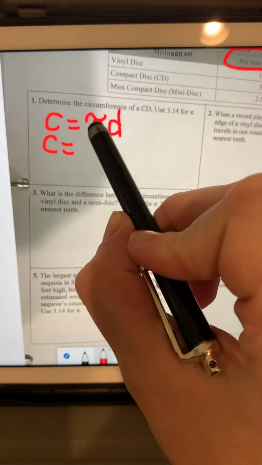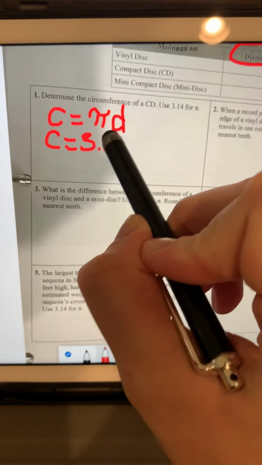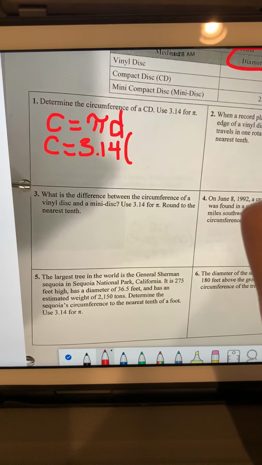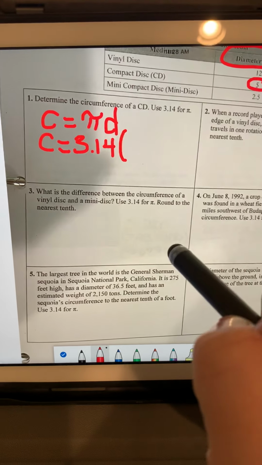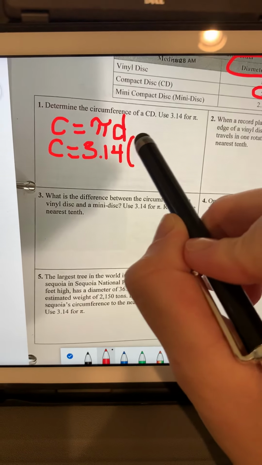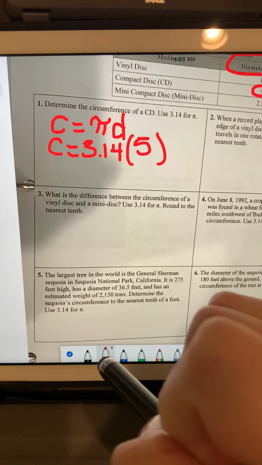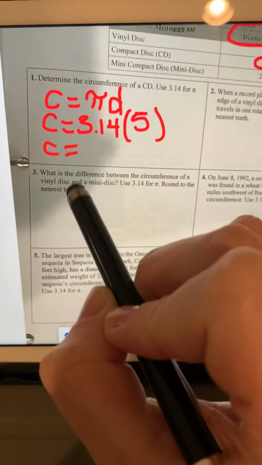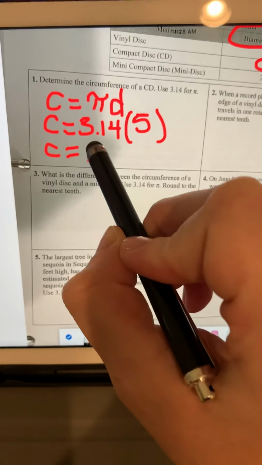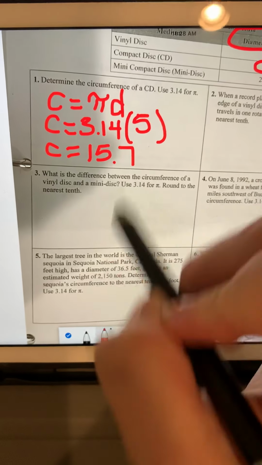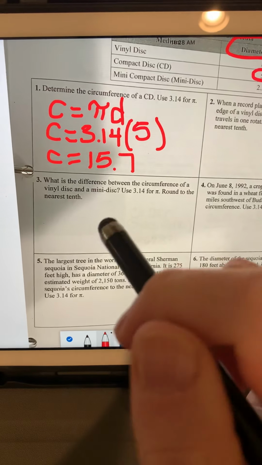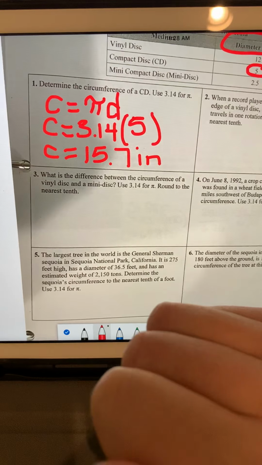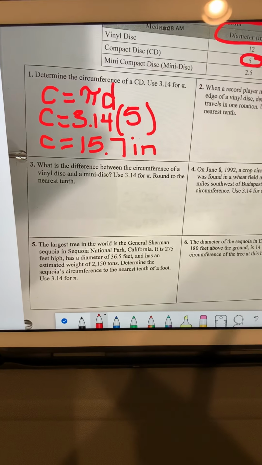C equals, for pi, we're using 3.14. That's our estimate. And then the table tells us that the diameter of a CD is 5. So I'm going to plug in 5. Now that I have everything plugged in, all I have to do is multiply, and I get 15.7. And we're talking about inches, so I'm going to label it IN for inches, 15.7 inches.